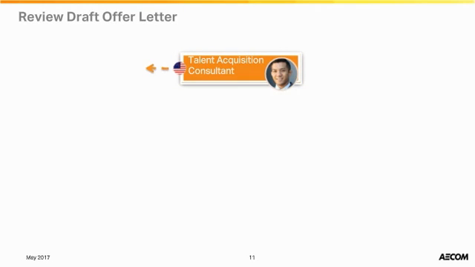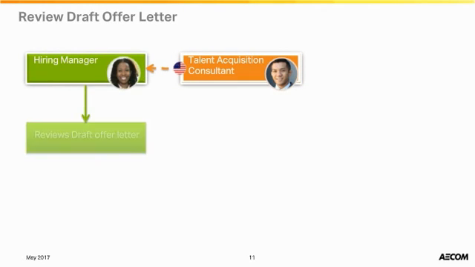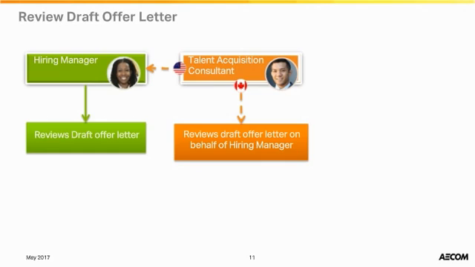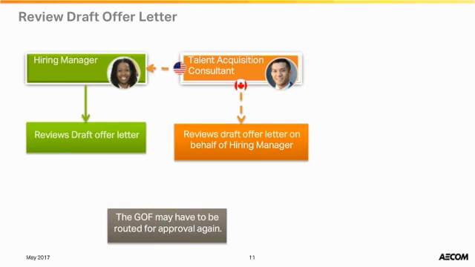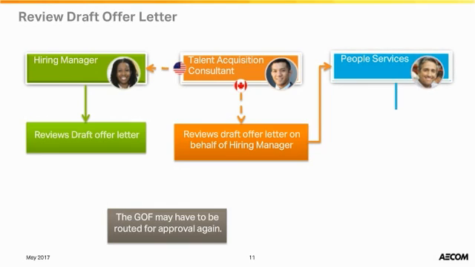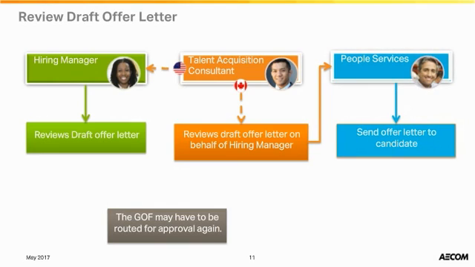In the United States, the talent acquisition consultant sends the draft offer letter to the hiring manager for approval, who should review the draft letter within 24 hours. In Canada, the letter is reviewed by the talent acquisition consultant on behalf of the hiring manager. If it changes any details from the global offer form, it may need to be routed for approval again, depending on the change. Once the hiring manager and talent acquisition consultant are satisfied with the draft offer letter, the talent acquisition consultant then sends an email to People Services with an okay to send the letter to the candidate.